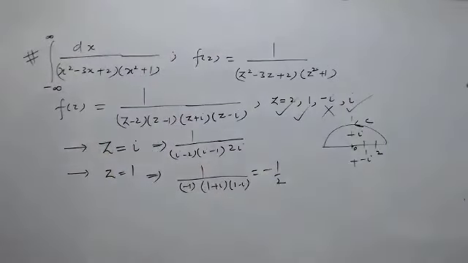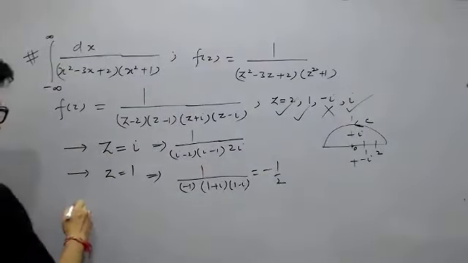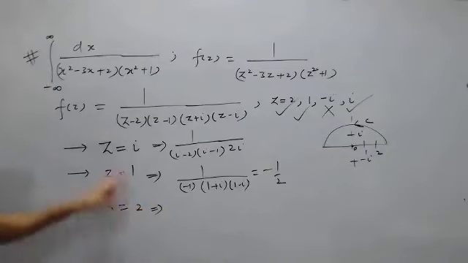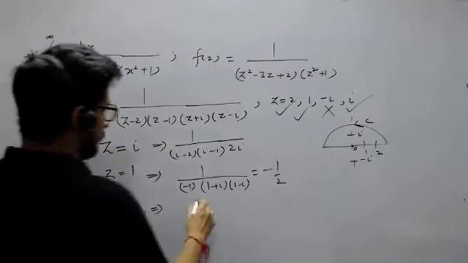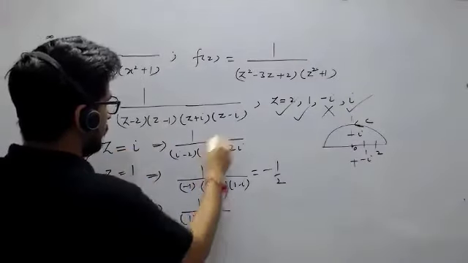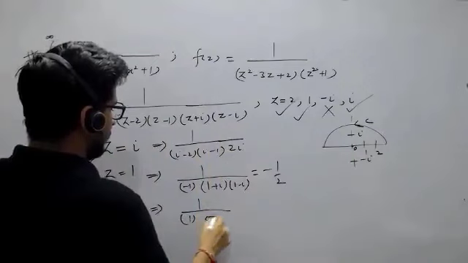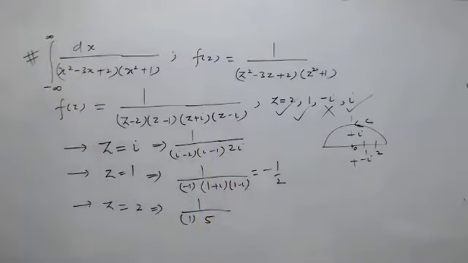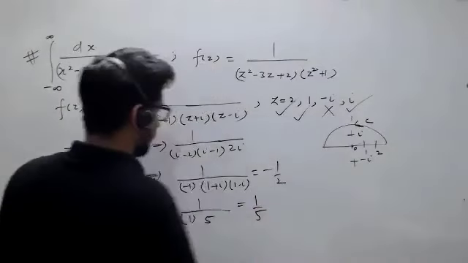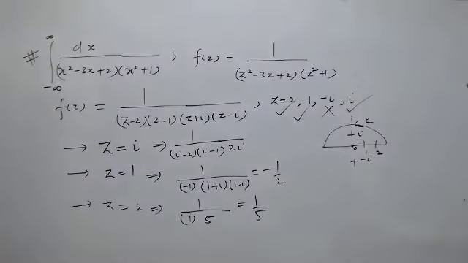Okay? And the third one, z is equal to 2. So this will be cancelled. 2 here, what will it give? 1. 2 plus iota, 2 minus iota means 5. 2 plus iota, 2 minus iota. So this will be 1 by 5. If there is any doubt, please ask quickly.